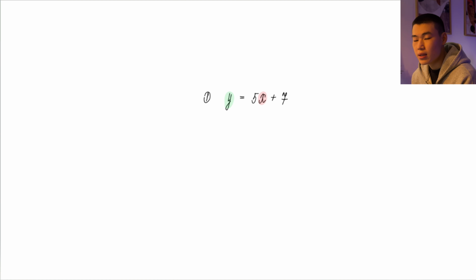The domain is the set of all possible inputs for the independent variable such that the function is defined. So for example, if we plug in x equals 3, y will be equal to 5 multiplied by 3 plus 7, which is equal to 22. So 22 is a real number, so there is no problem.